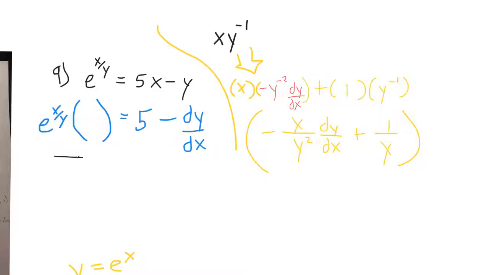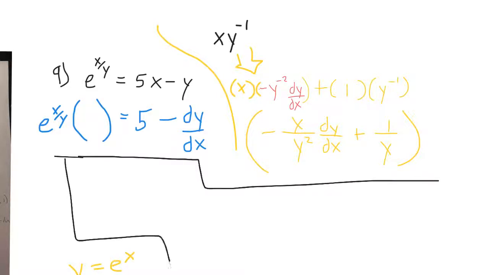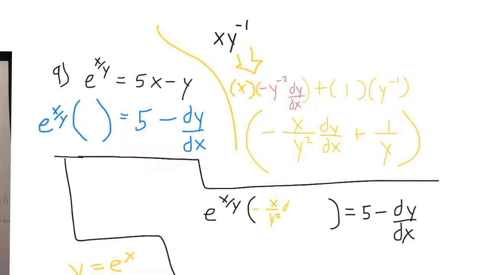I'm going to keep all that visible to me as I just simply kind of do it on the next line. So we have e to the x over y times a big thing, and that's going to equal 5 minus dy over dx. Well, what goes in the big thing? That's going to be negative x over y squared dy over dx plus 1 over y.